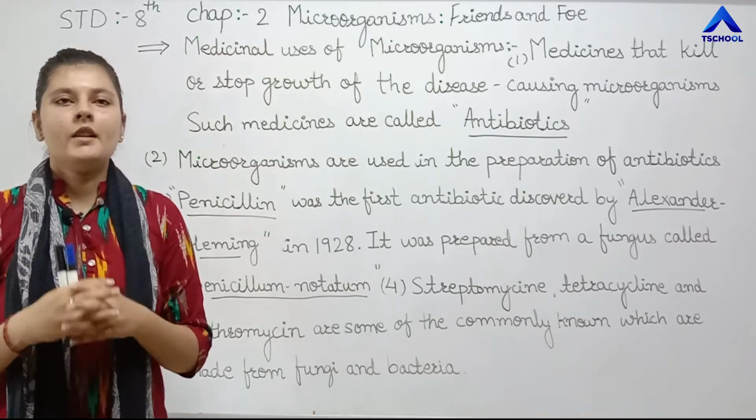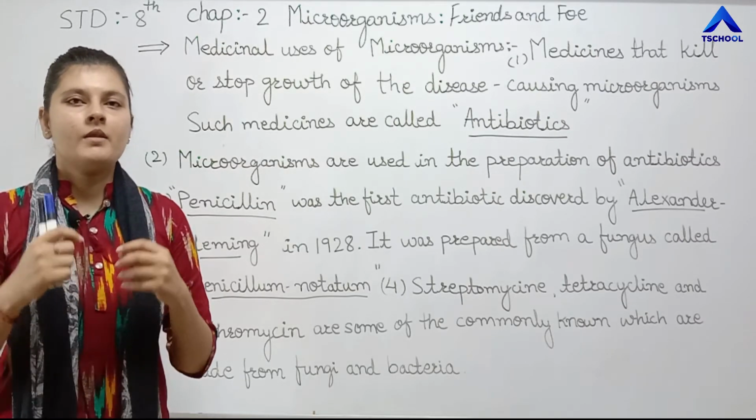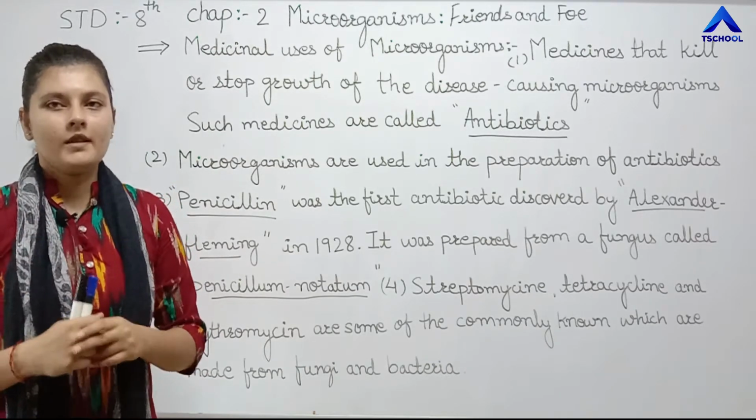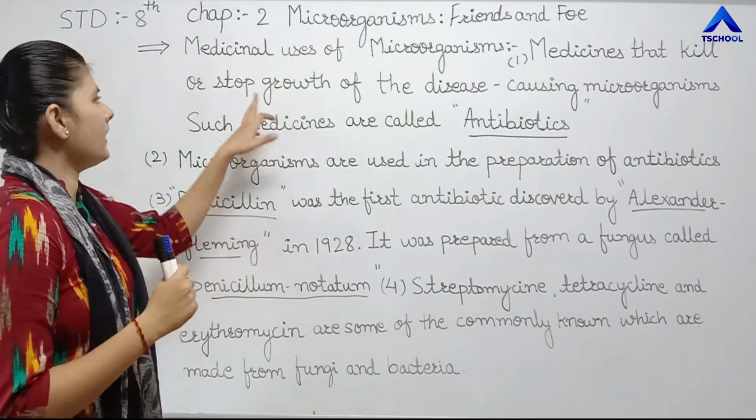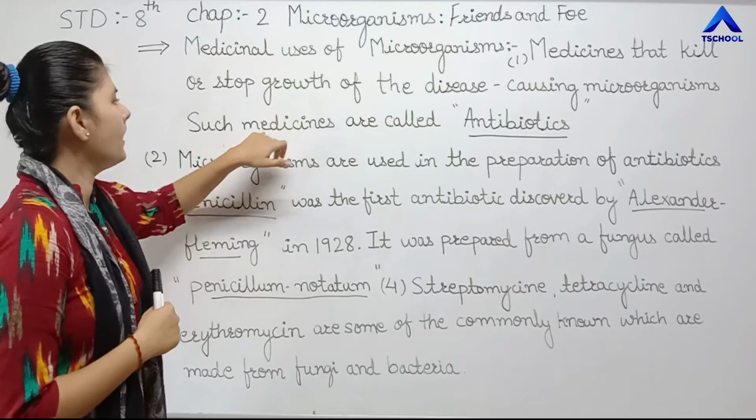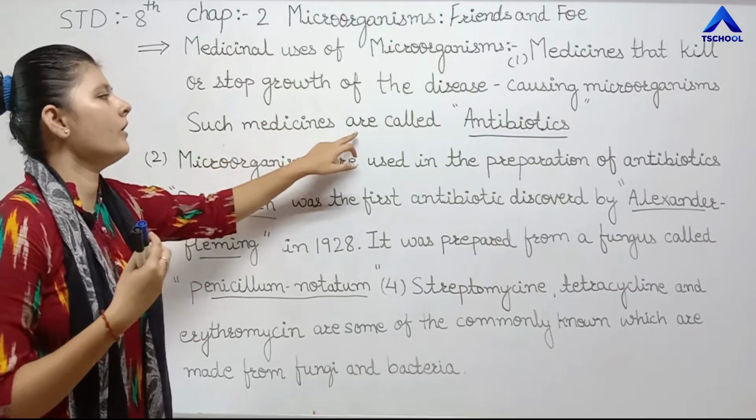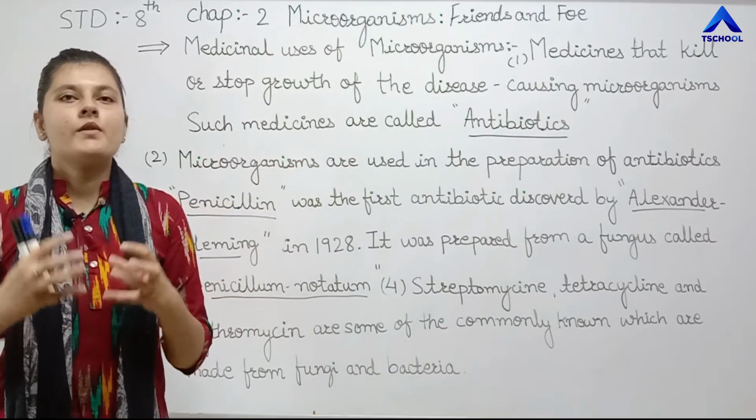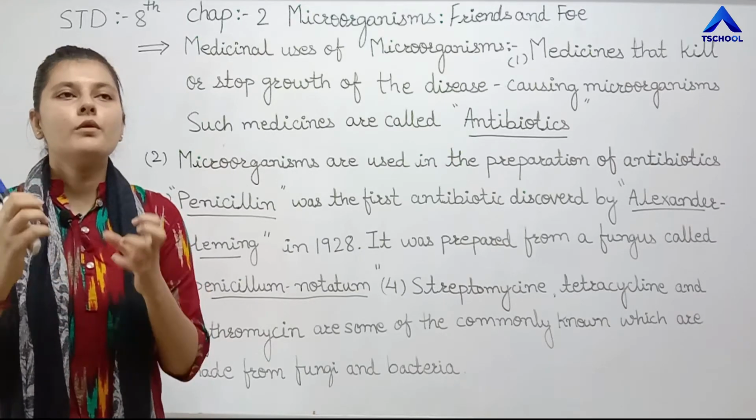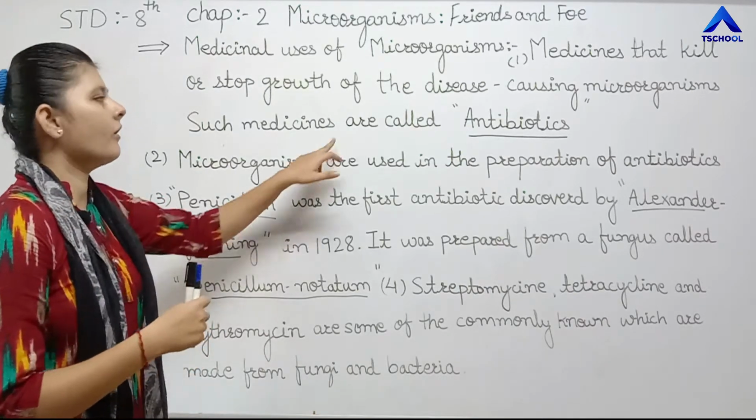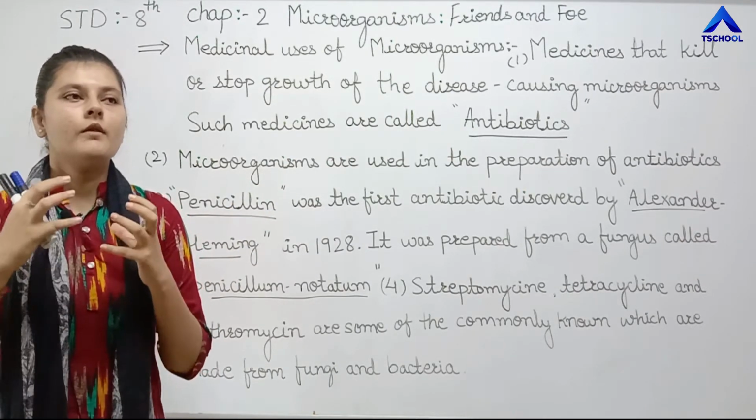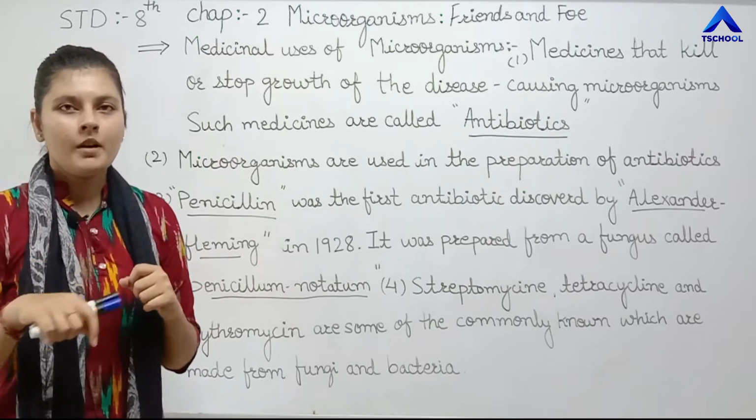We know that they are giving us the medicine which is antibiotics, but what is an antibiotic, right? Medicines that kill or stop the growth of disease causing microorganisms are called antibiotics. मतलब ऐसी मेडिसिन जो बैक्टीरिया को किल करती है, उसके साथ फाइट करती है और उसके ग्रोथ को स्टॉप करती है, that kind of medicines are called antibiotics. So now you have a clear idea why the doctor is giving you antibiotics, right?